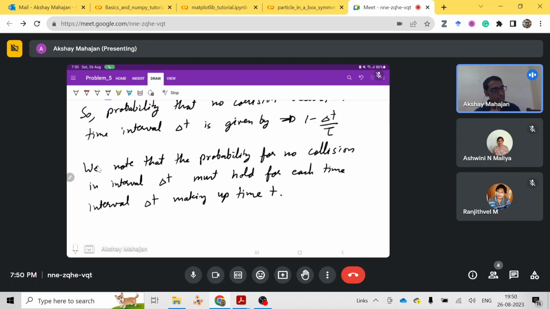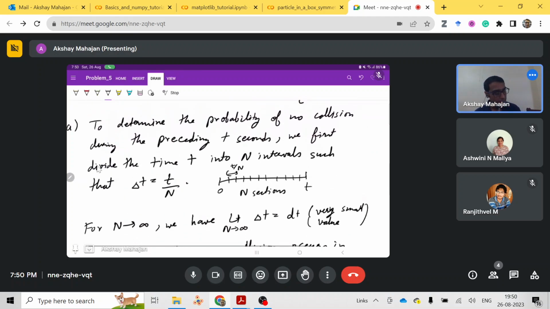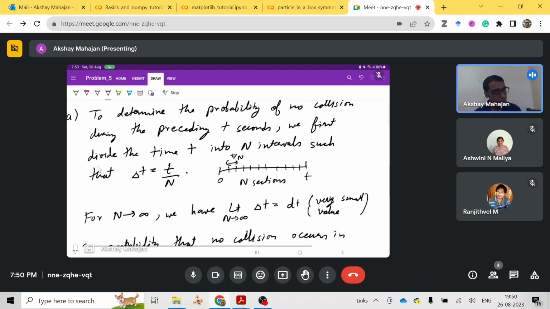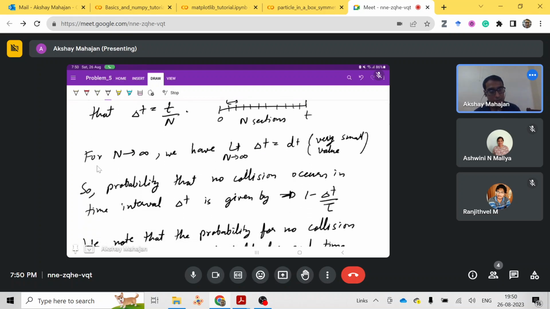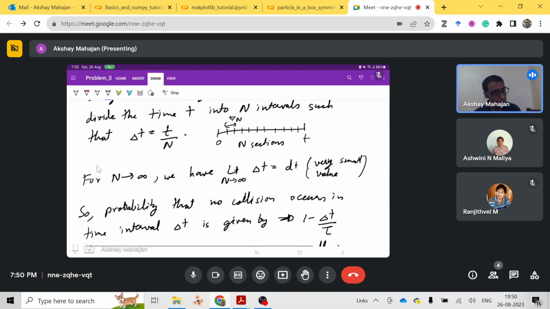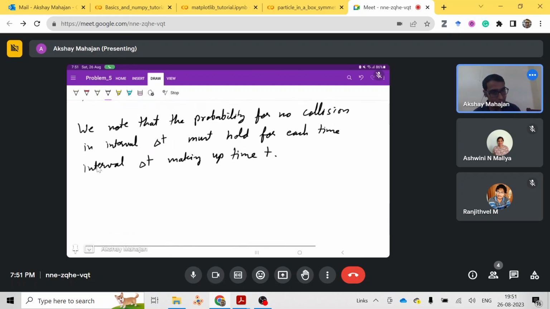Alright, so basically what we have to do is find the probability that from 0 to t, for all this time, there is no collision. We know the probability of no collision for a small delta t, and to find the probability that from 0 to t there is no collision, what we want is for each of these delta t there should be no collision. Okay, so that is clear, there should not be any collision for each of these delta t.